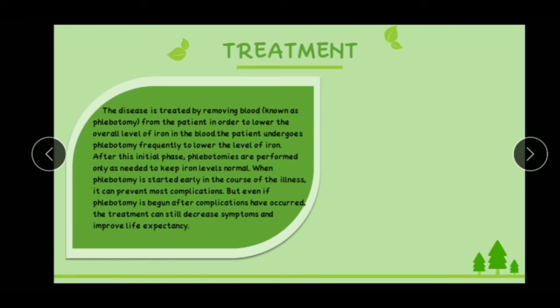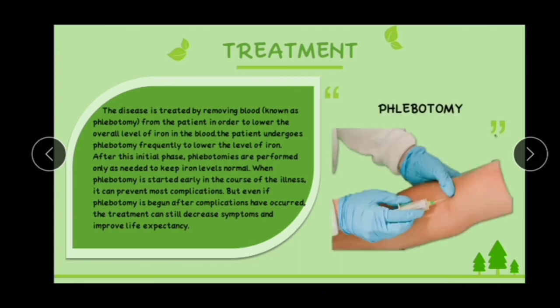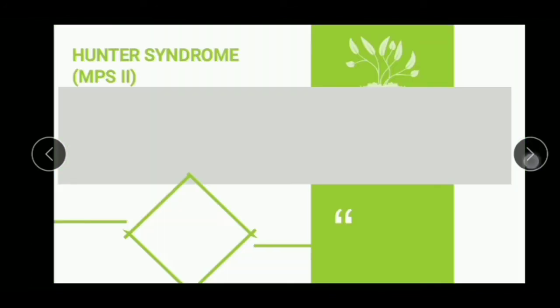Treatment. The disease is treated by removing blood, known as phlebotomy, from the patient in order to lower the overall level of iron in the blood. The patient undergoes phlebotomy frequently to lower the level of iron. After this initial phase, phlebotomies are performed only as needed to keep iron levels normal. When phlebotomy is started early in the course of the illness, it can prevent most complications. But even if phlebotomy is begun after complications have occurred, the treatment can still decrease symptoms and improve life expectancy. And this is the picture of phlebotomy, which is treated by removing blood from the patient.